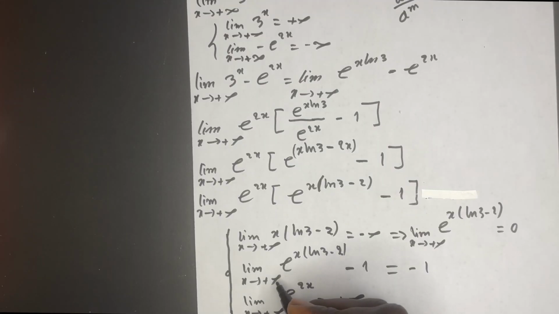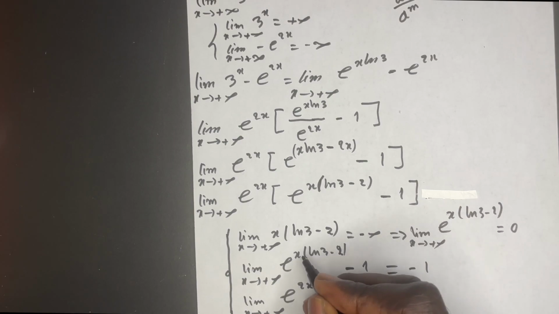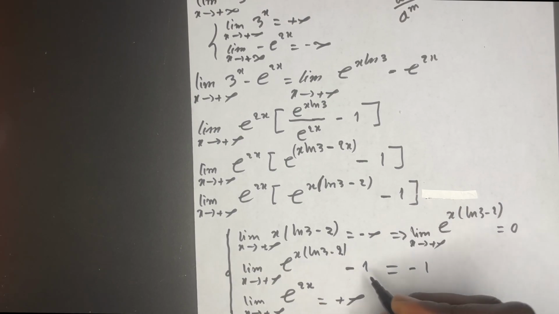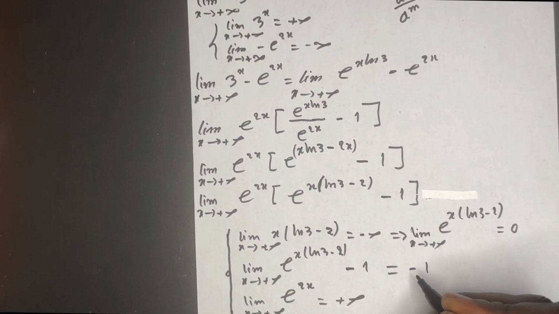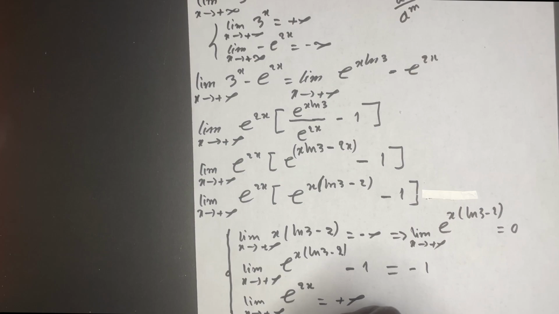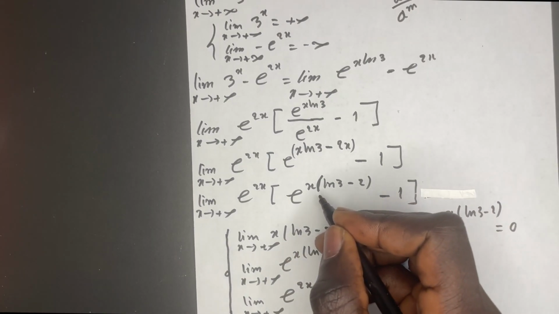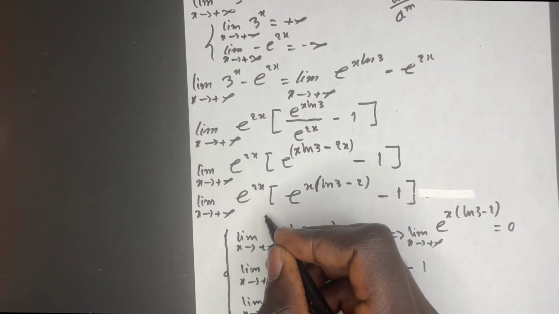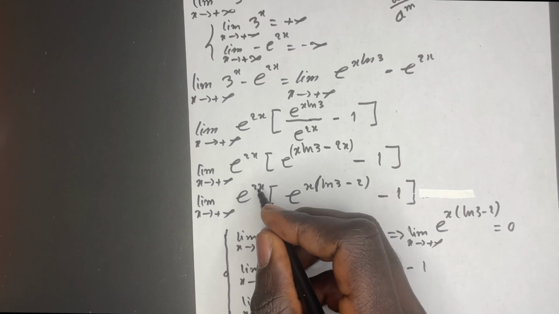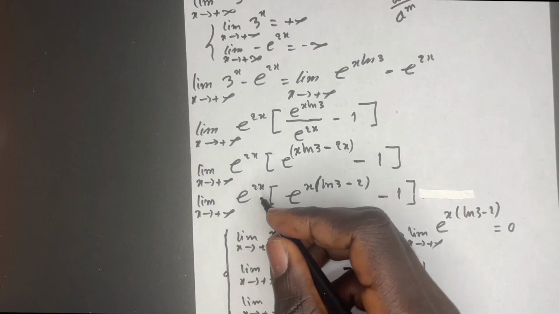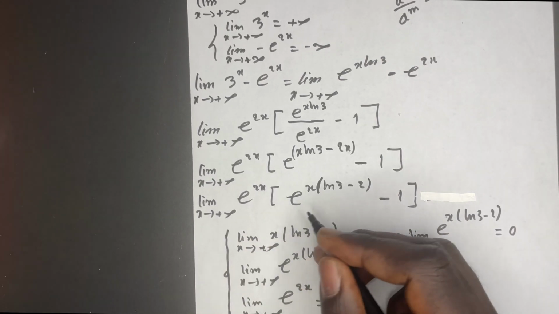Limit as x approaches infinity of e to the power of x times ln of 3 minus 2, minus 1. This is equal to 0 minus 1, which is equal to negative 1. And the limit as x approaches infinity of e to the power of 2x is equal to positive infinity. All this expression goes to negative 1. And as x approaches infinity, e to the power of 2x goes to positive infinity. So we have negative 1 times positive infinity. So that's going to give us negative infinity. The final answer of the limit is negative infinity.